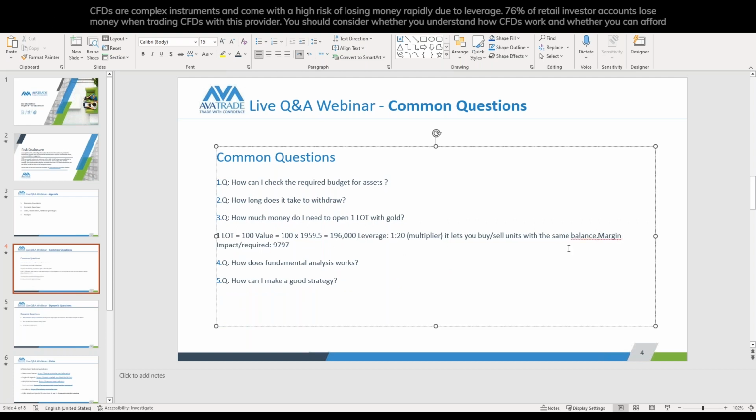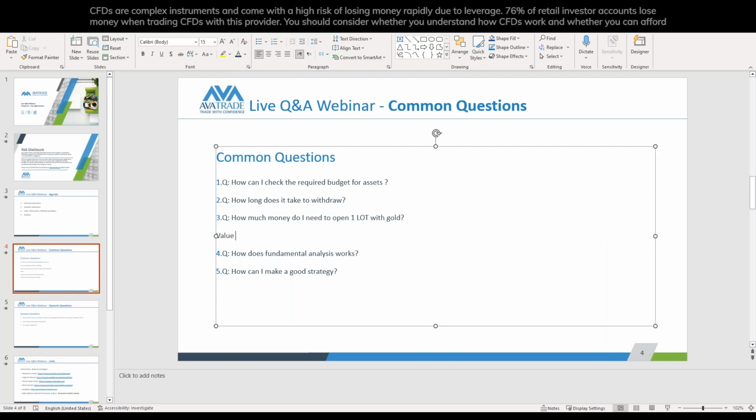Okay, I'm not sure that it will be as helpful to put the numbers like that. I would rather do value divided by leverage equals margin impact, and then value equals units multiplied by asset price. That makes more sense. Okay, I'm just gonna minimize it a bit and we are good.